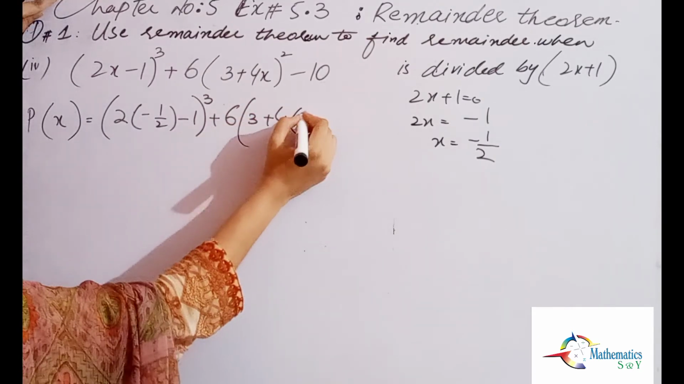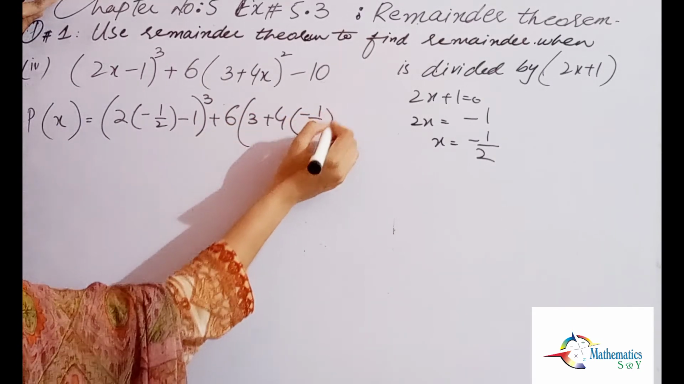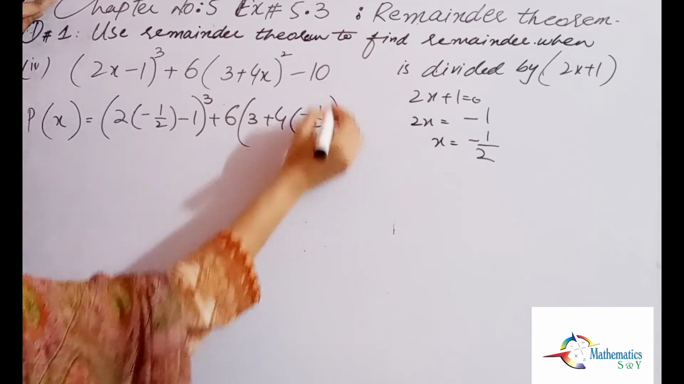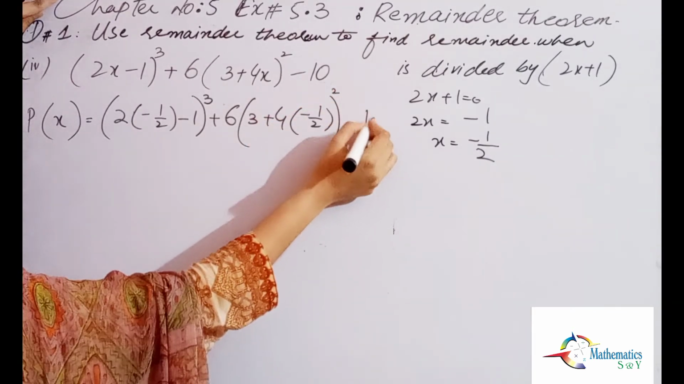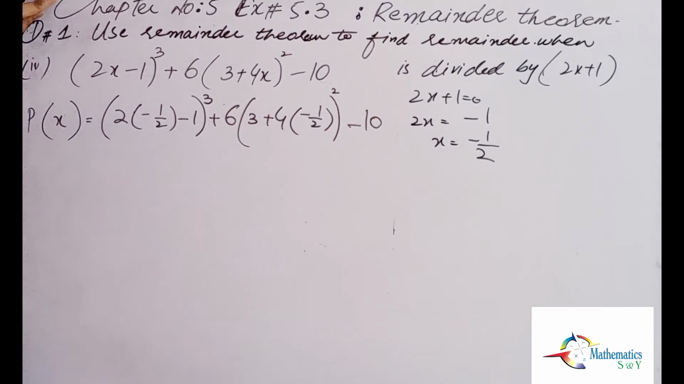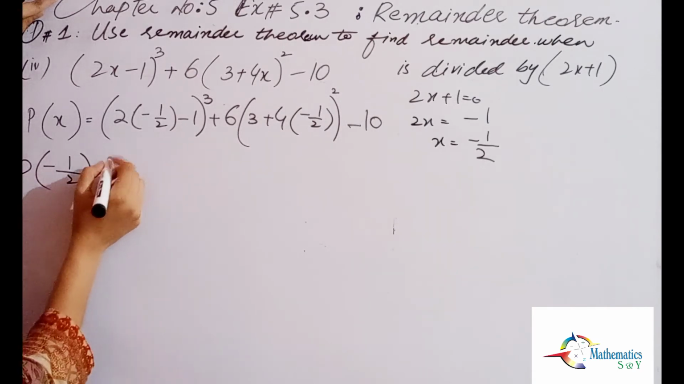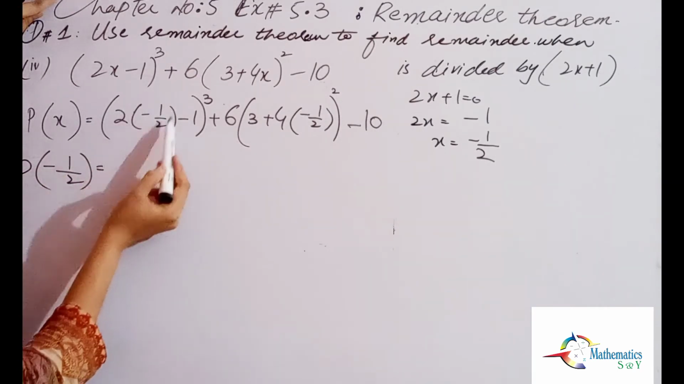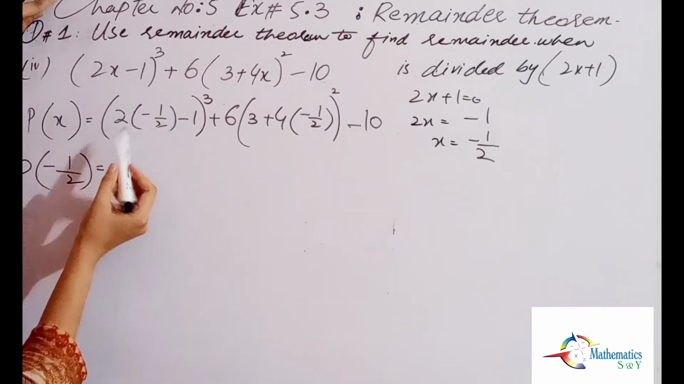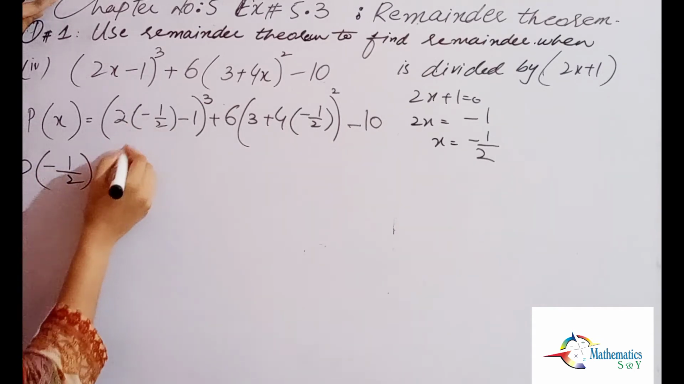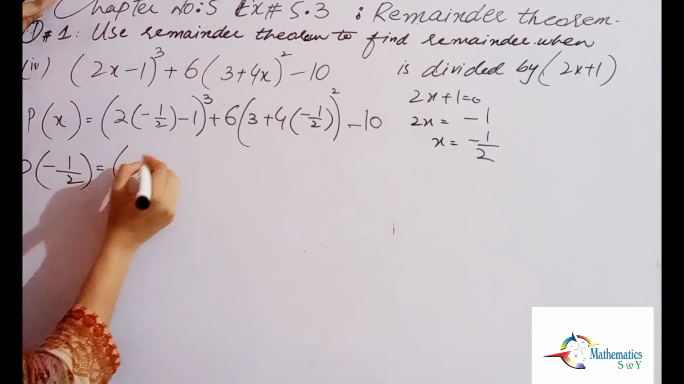In place of x, I will put minus 1 by 2, squared, and minus 10. Okay, now how will I simplify this p of minus 1 by 2? Simply, the 2 will be cancelled by the 2. This is minus 1 minus 1, minus minus is plus.